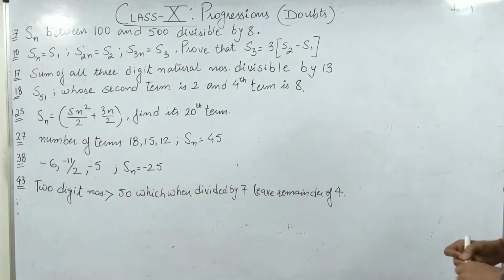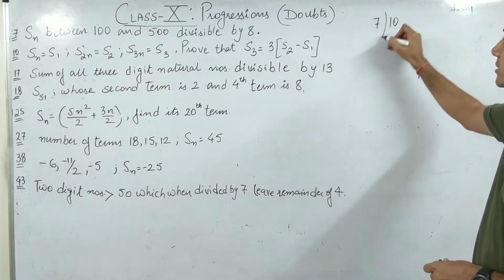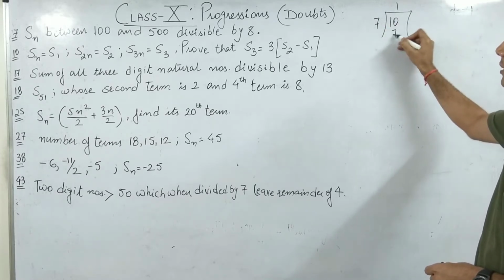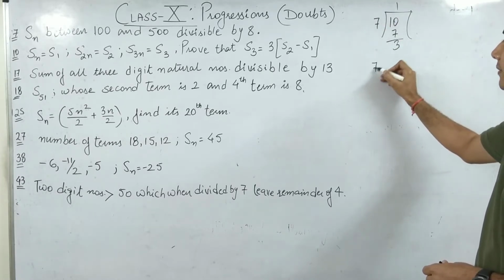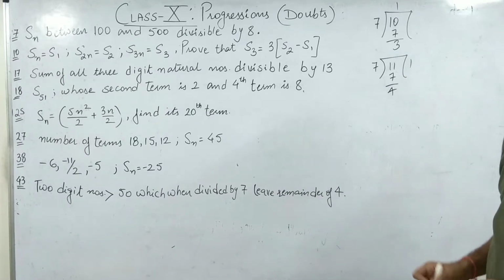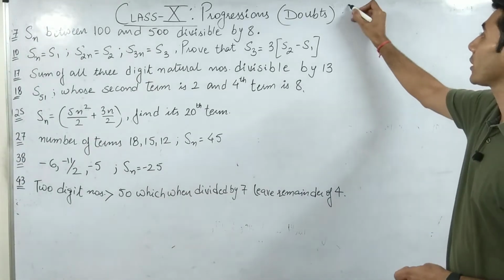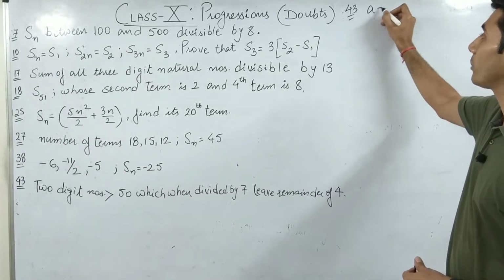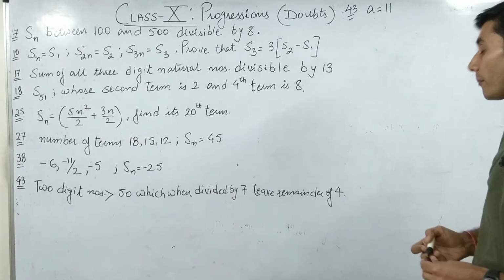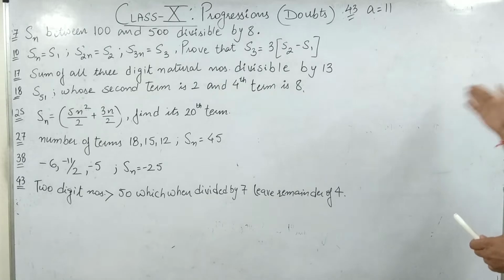Okay, so they have said 2-digit numbers. First take the smallest 2-digit number, which is 10. Divide 10 by 7, guys, and remainder 4 should be left. 7 ones are 7, so 3 is left. So let's take 11 then. 7 ones are 7 and the remainder is 4. So we have got the smallest number, which is A. So A should be equal to 11. In the 43rd question, my value of A is 11. Correct. Now they said divided by 7, so that means a difference of 7 will come.